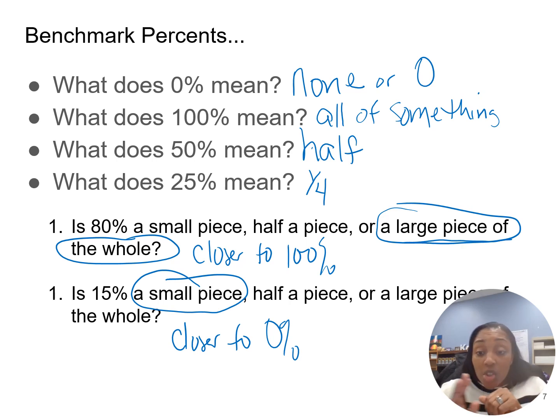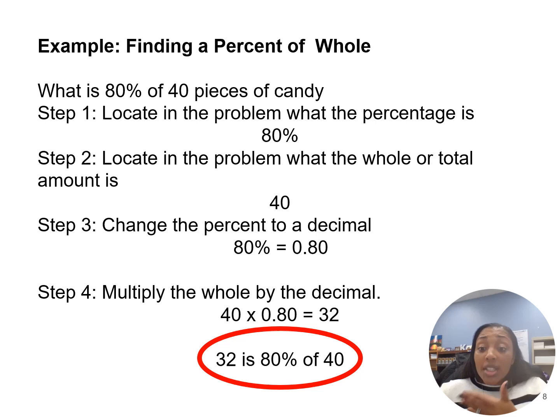Or if we're getting closer to 100, that means we're getting a pretty big chunk or a pretty big piece. So there are some steps for finding a percent. So let's say I want to find what is 80% of 40 pieces of candy. So I have 40 pieces of candy and I'm saying to you, you can get 80% of the candy in my bag. How many pieces is that?